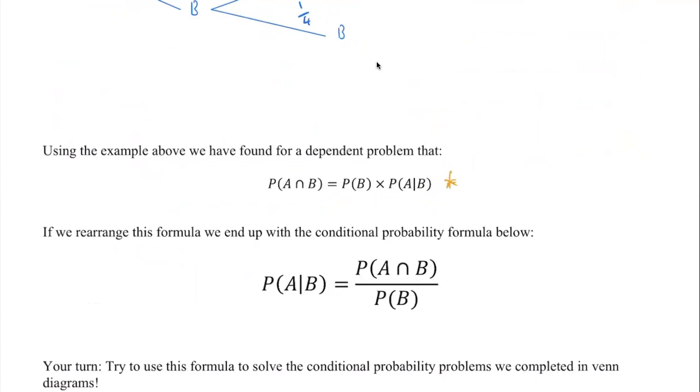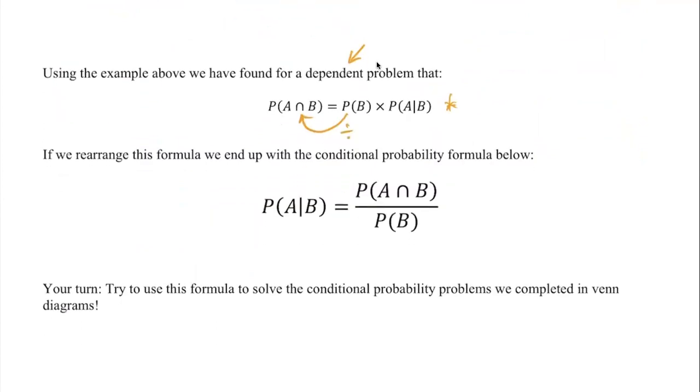Now, this is only for dependent problems, so just be aware. If we rearrange this formula and we take P of B to the other side and divide, we end up with this formula. This is the conditional probability formula. This needs a big red box around it in your books because this is so important. Note that the order matters.